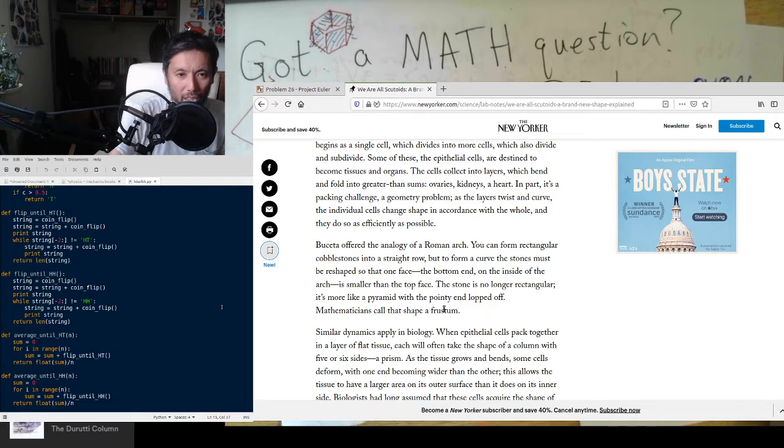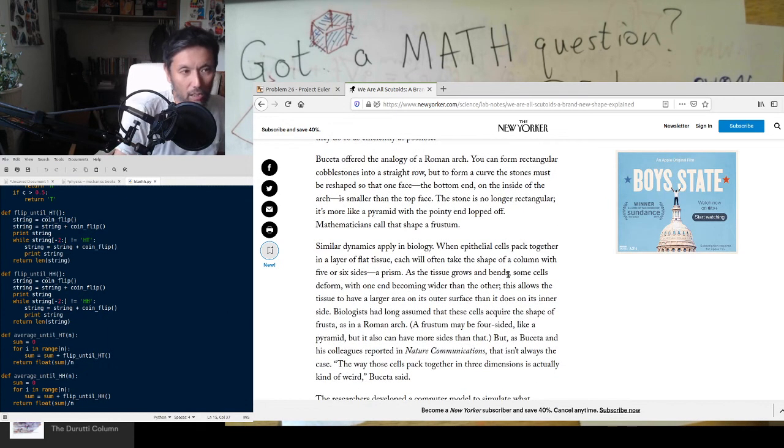You can form rectangular cobblestones into a straight row, but to form a curve, the stones must be reshaped so that one face, the bottom end, on the inside of the arch is smaller than the top face. The stone is no longer rectangular. It's more like a pyramid with the pointy end lopped off. Mathematicians call that shape a frustum. Yes, they do. Similar dynamics apply in biology.